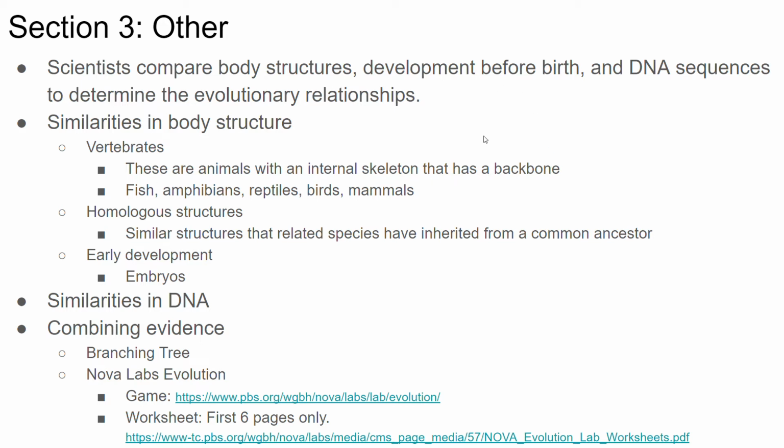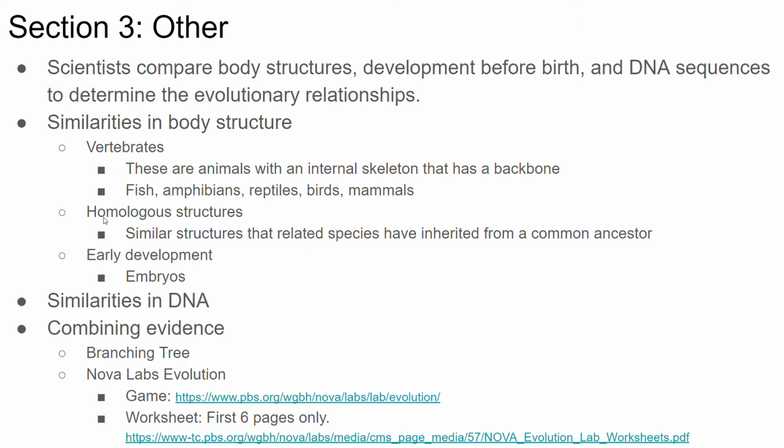So a person would be a vertebrate, right? A frog has a backbone, so it would be a vertebrate. A dog, most mammals that we talk about are vertebrates, right? We've got fish, amphibians, reptiles, birds, mammals. These are all vertebrates, right? They all have an internal skeleton with a backbone, okay?